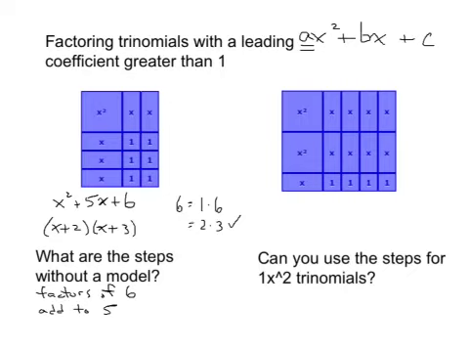Of course, we can confirm this by distributing, or we could use the model. We can look for the length, which would be x plus 3, and we can look at the width, which is x plus 2. So that's how we learned how to factor trinomials when there's 1x squared.